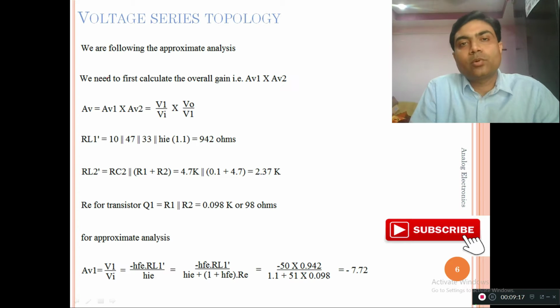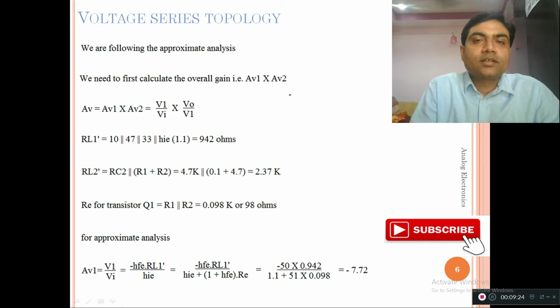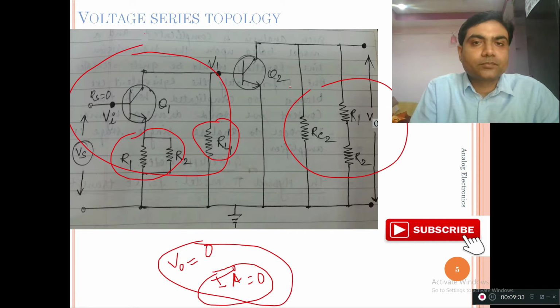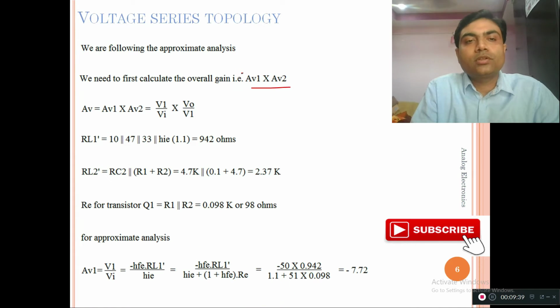So we are following the approximate analysis because HRE and HO equal to 0, and we will first calculate the AV, as I already told you in the steps. So what is AV here? AV is nothing but AV1 multiplied by AV2, because we have two amplifiers over here, two transistors over here. So we need to determine AV1 and AV2, and then we can multiply to find out the final gain. So what is AV1? AV1 is V1 upon Vi, and AV2 is V0 upon V1. How we can determine this?